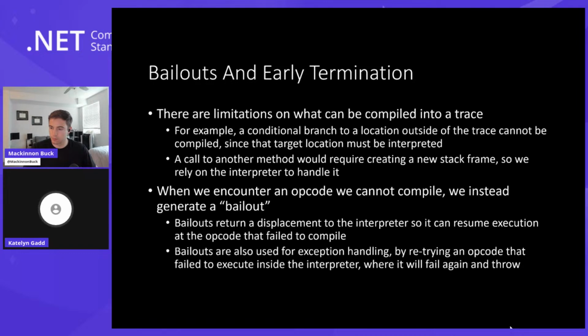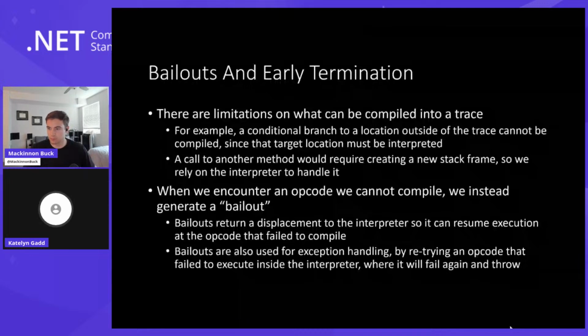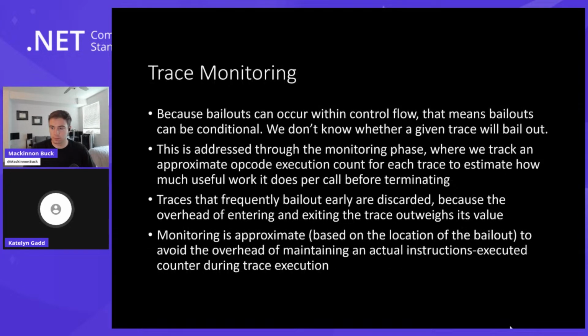And execution resumes at the point where failure happened, which means that we can also use this for exception handling. A trace that needs to throw an exception, instead of having to actually throw the exception itself, just bails out and tells the interpreter, hey, this opcode that failed, I want you to run that opcode again. And the interpreter will fail to perform the opcode, and then it will finally throw that exception we wanted to throw, which is another way that we are able to offload that work to the interpreter.